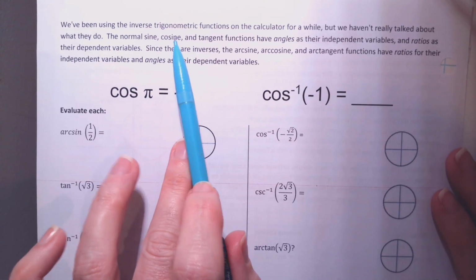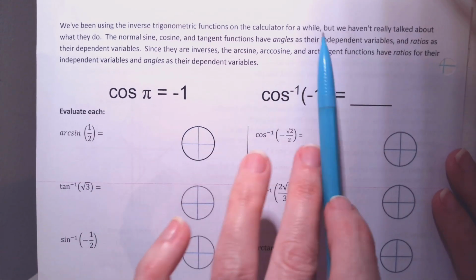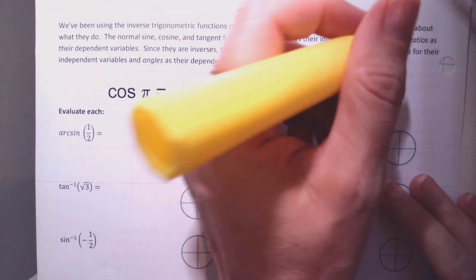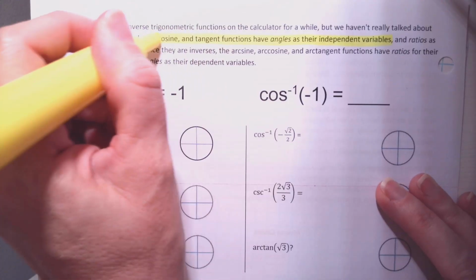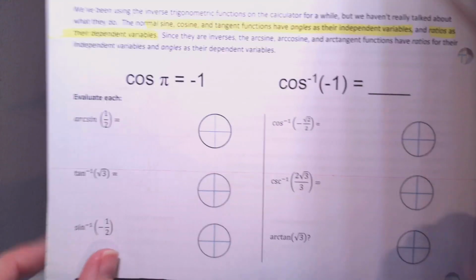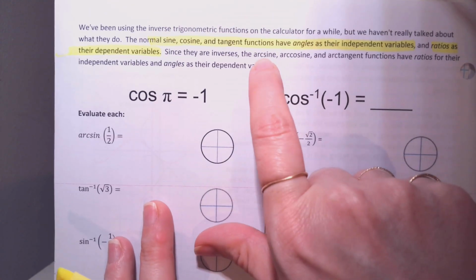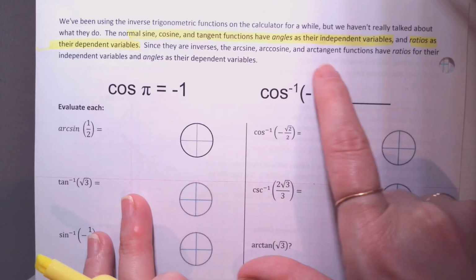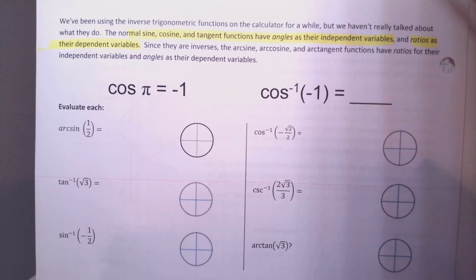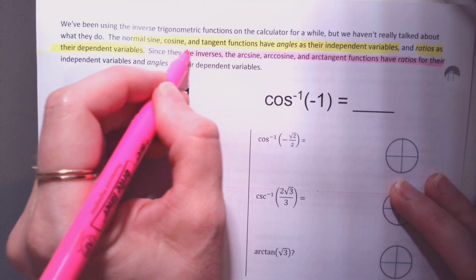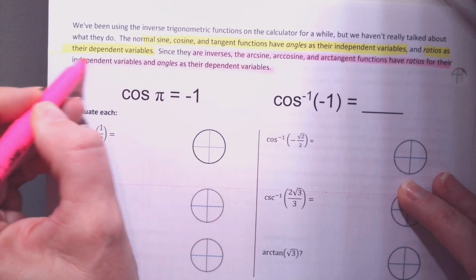So the normal sine, cosine, and tangent functions have angles as their independent variable, meaning you plug in the angles and then you get the ratio as the output variable. Okay. Now, inverse trig functions are the opposite of that. Arc sine, which is the same thing as inverse sine, arc cosine, which is the same thing as inverse cosine, and arc tangent have ratios as their independent variable, and then the angle is their dependent variable, meaning you're going to plug in the ratio and your answer will be an angle.